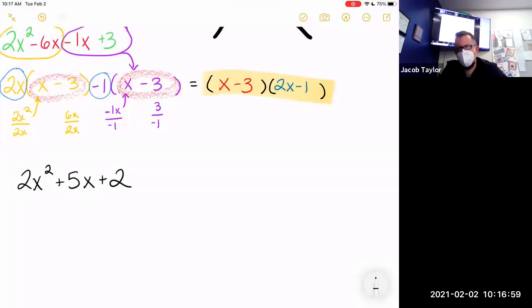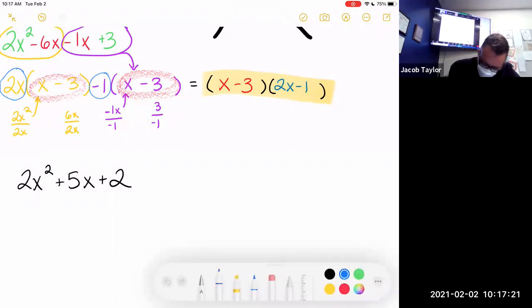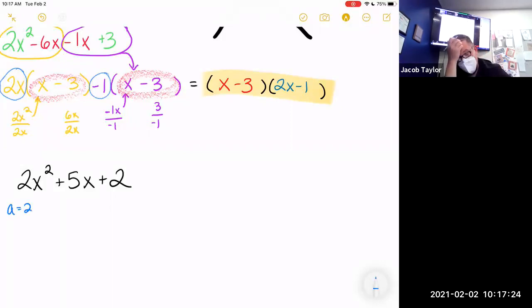Oh, sorry, I'm doing a fun thing. A equals 2. A is 2. Talk about the problem. B is 5. And C is also 2. How about that? Now we clear X. Happens to the best of us, man.